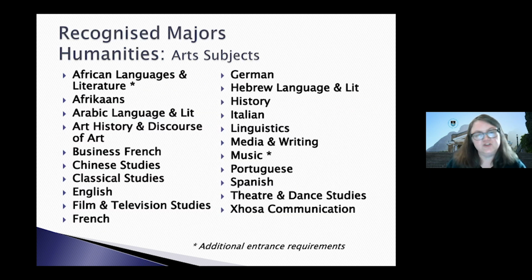All of our languages, European languages, African languages, Arabic, Chinese, things like music you can do within a general degree if you really want to. English literature, theatre and dance, you can do a theoretical drama major within the general degree. You can do social sciences, African studies, anthropology, religious studies, that sort of thing.